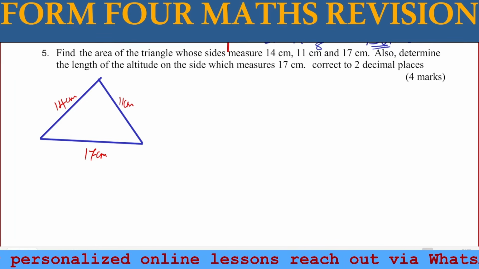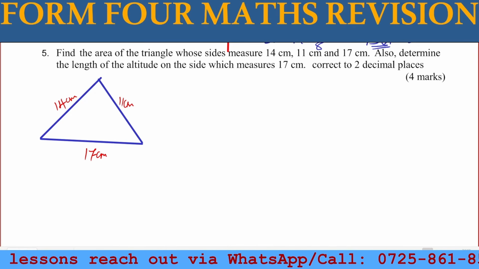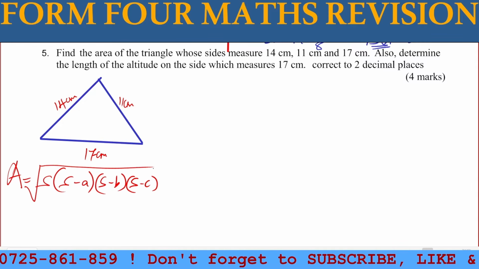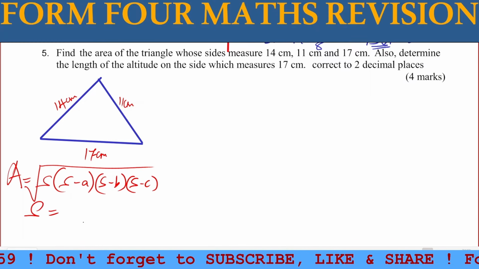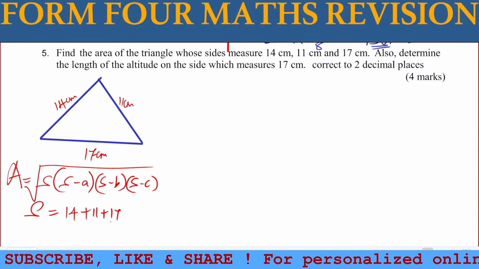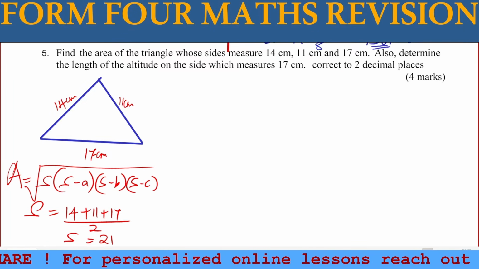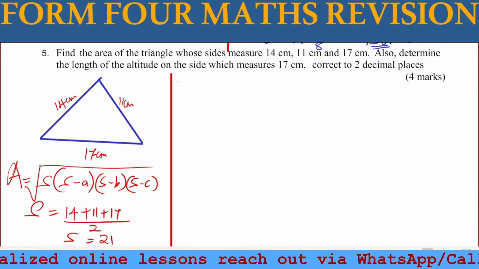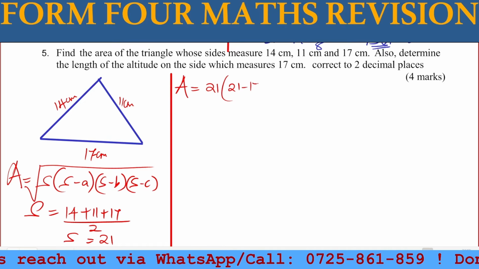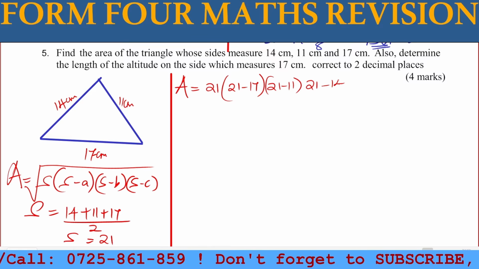So first of all, if you have a triangle given 3 sides to get the area, the easiest way is to use Heron's formula. So area will be given by Heron's formula, where S is the average of the sum of the 3 sides. So the 3 sides, you add them, 14 plus 11 plus 17, you divide by 2. So here you'll get S as 21. Now to get the area, area will be given by the square root of S, which is 21, times 21 subtract 17, times 21 subtract 11, times 21 subtract 14. Like that.